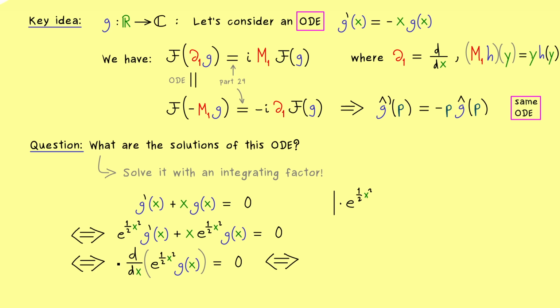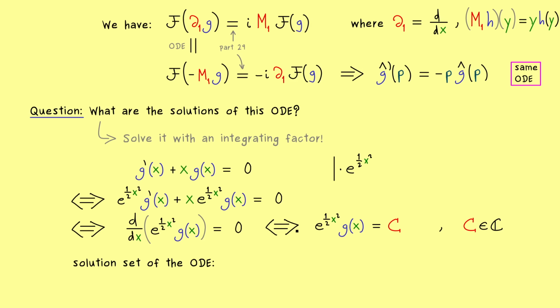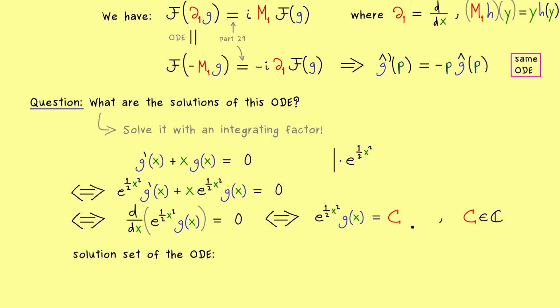And now you see why this method is called integrating factor, because after multiplying with a factor, we can just integrate the whole thing. And there, please don't forget, we always get an integrating constant. And in our case here, this can be any complex number. And there we have it. The solution set of this ODE is just given by multiplying this exponential function to the right hand side. And that's the reason for the minus sign in the exponential function.